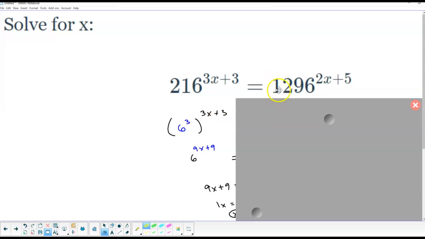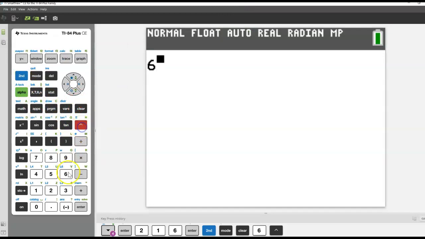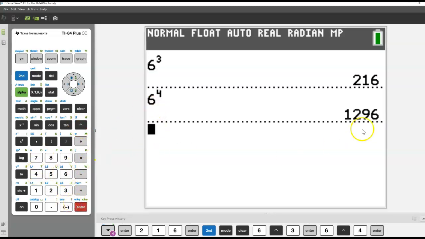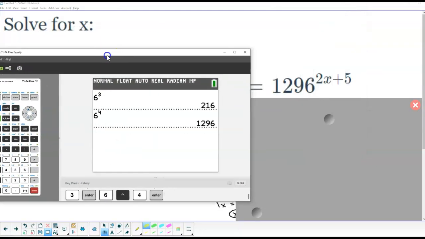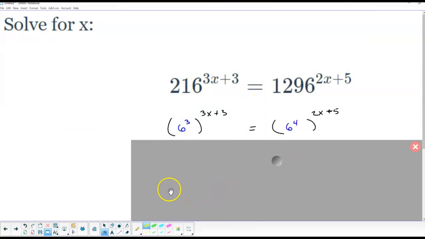But what about 1296? So, how many times does the 6 go into that? There's a couple ways you can do this. We know that 6 to the 3rd power is 216. So what's 6 to the 4th power? So I'm kind of doing guess and check here, and notice 1296. So 6 to the 4th power is going to give me exactly what I need to solve this problem. So I rewrote 216 as 6 to the 3rd power. I rewrote 1296 as 6 to the 4th power.